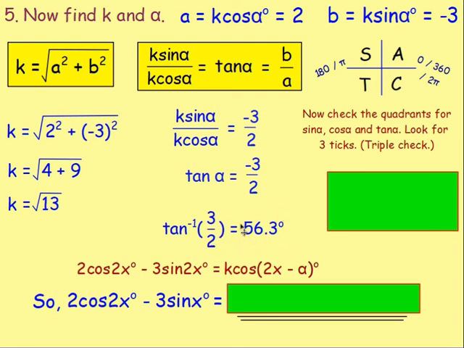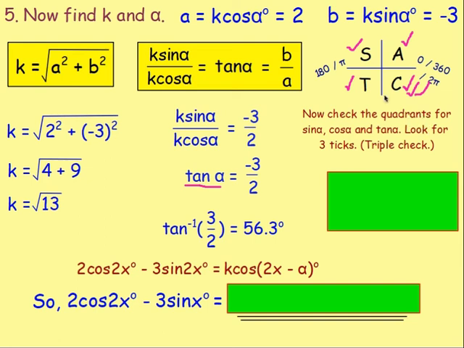If you do that, you get 56.3 degrees, but you now have to think which quadrant you would use. So cos is 2, a positive number, and cos is positive in A and C. Sin is negative, that's negative 3, and sin is positive in A and S, but it's negative in T and C. After that, take tan, don't use tan to the minus 1, we use tan alpha. Tan alpha is negative 3 over 2, which is a negative number, and tan is positive in A and T, but it's negative in S and C.